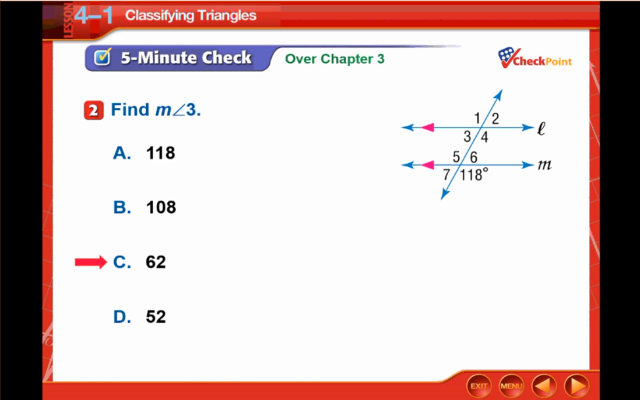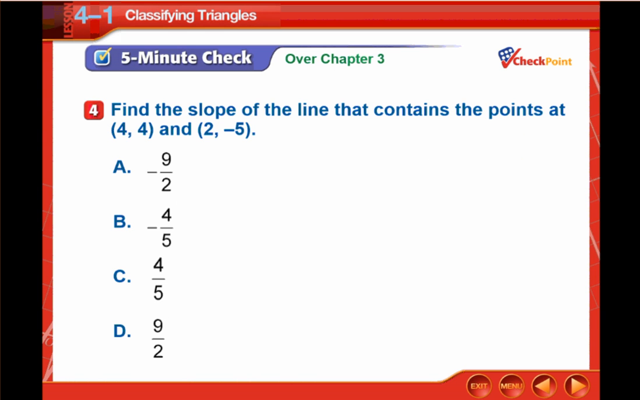Okay, next question. We're going to find the measure of angle 4 given the same situation. We'll pause for just a moment while everybody answers that. All right, we can say that angle 4 would be 118 degrees since angle 4 is a corresponding angle to angle 8, which is 118 degrees. And now we want to find the slope.